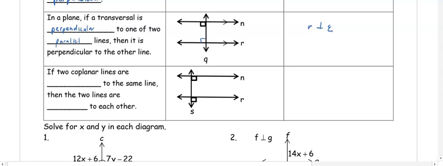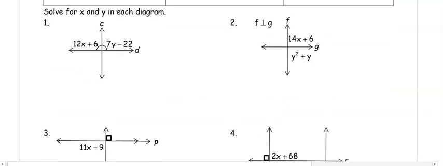If we have two coplanar lines that are perpendicular to the same line, then the lines are parallel to each other. So N is perpendicular to S, R is perpendicular to S, so we can conclude that N is parallel to R. So let's use these properties to solve for variables. So in number one, we want to solve for X and Y in each diagram.